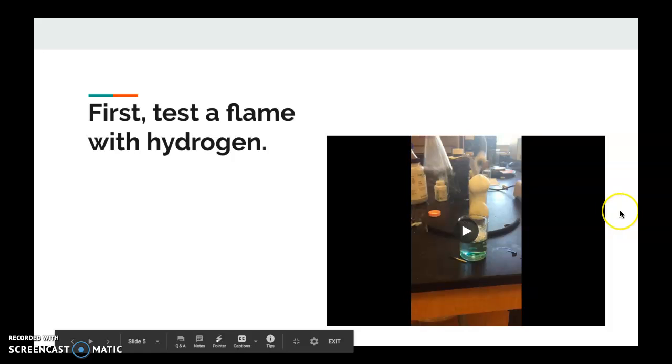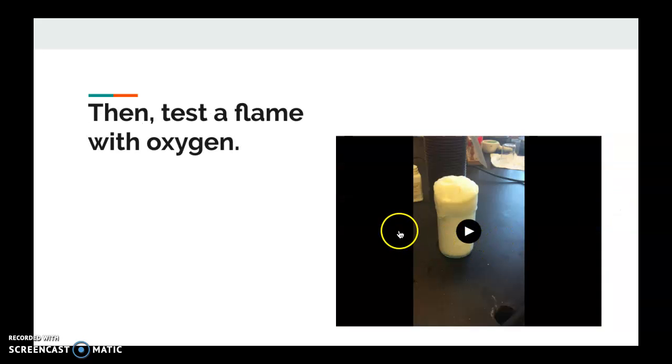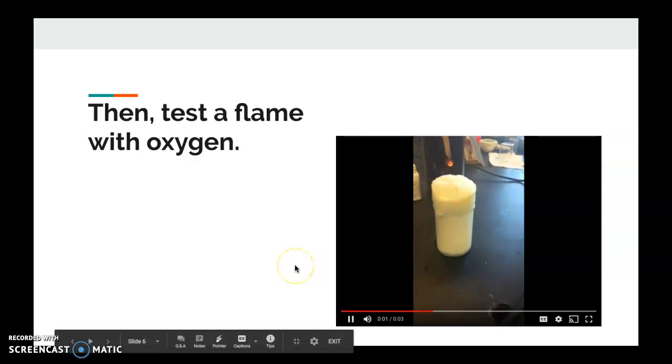So it creates a loud pop and makes a flash. Okay, so a pretty noticeable reaction. Now if I go to the next part where I tested a flame with oxygen, and I created oxygen by using hydrogen peroxide with sodium iodide, the result is a little different, but still pretty noticeable.